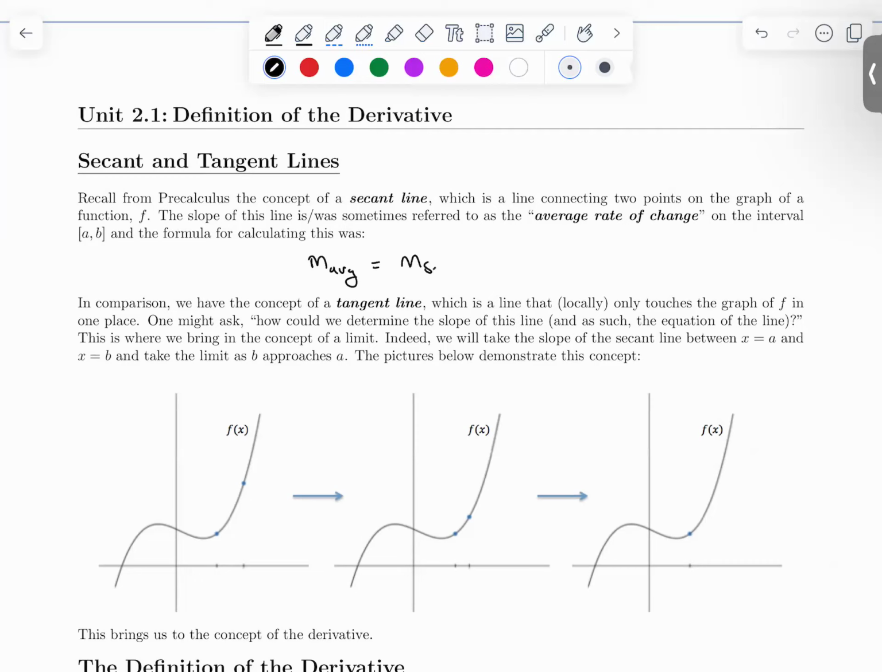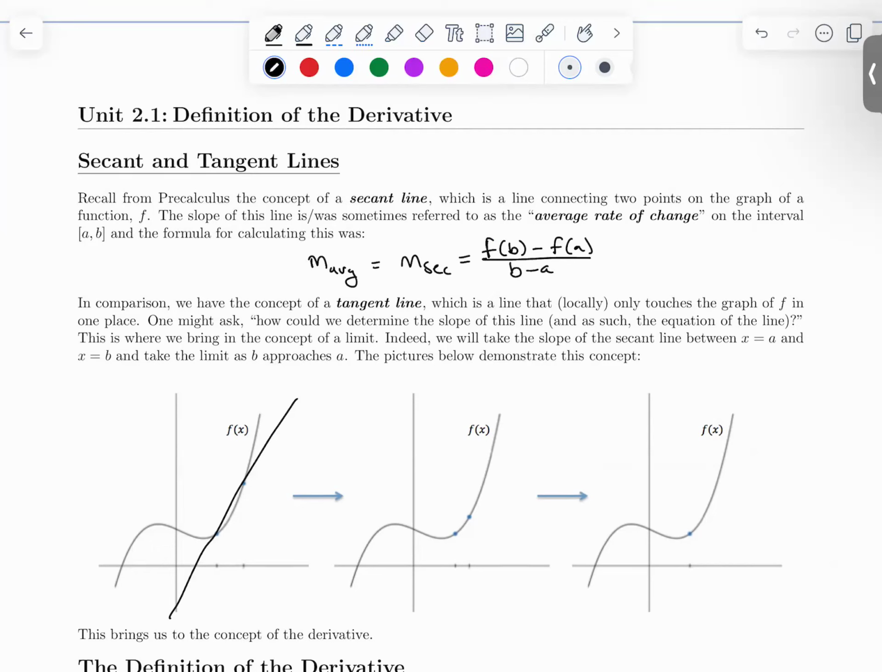M sub SEC was equal to f of b minus f of a over b minus a. It's calculating the slope of the line connecting two points. So if I had, this is a secant line right there, through those two points. That's a secant line. Don't draw that yet.